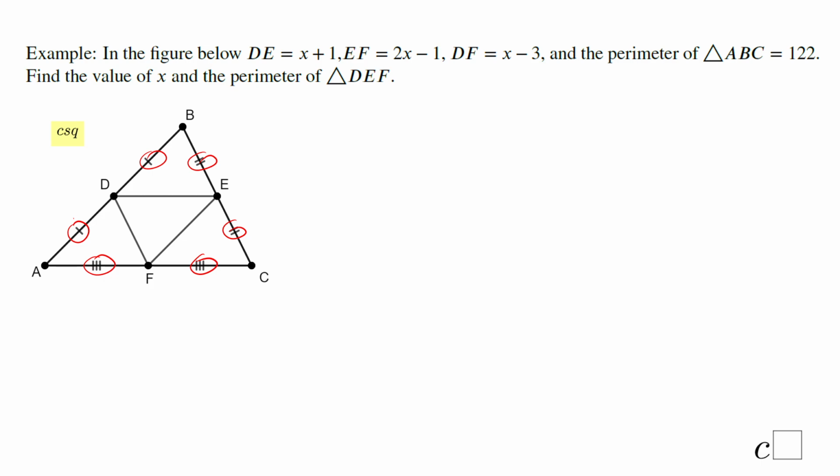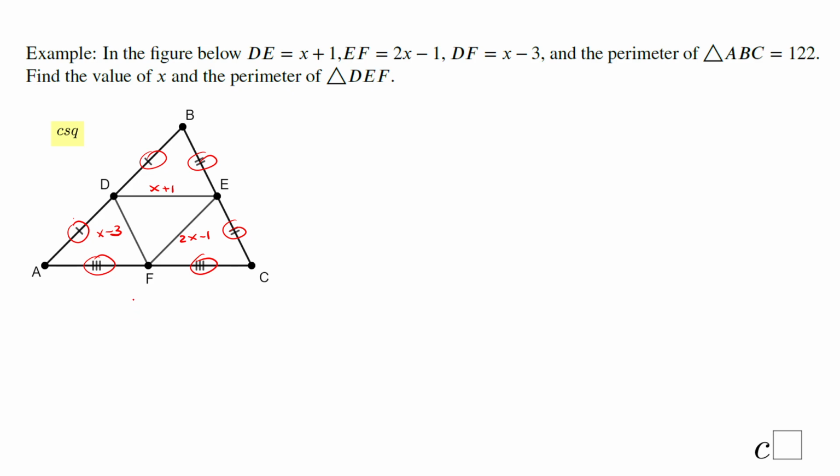So let's see in the figure below, DE is x plus 1, EF is 2x minus 1, and DF is x minus 3. Okay, and the perimeter of triangle ABC, this is the big triangle, right, is 122. Find the value of x and the perimeter of triangle DEF. So we can start with the perimeter of triangle DEF, but I prefer to do that at the end and give you a shortcut, obviously.